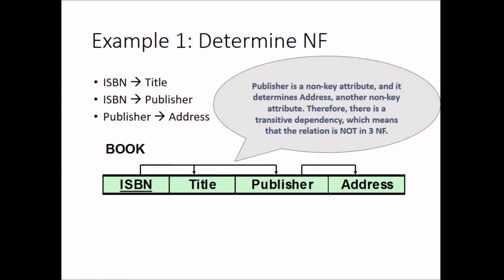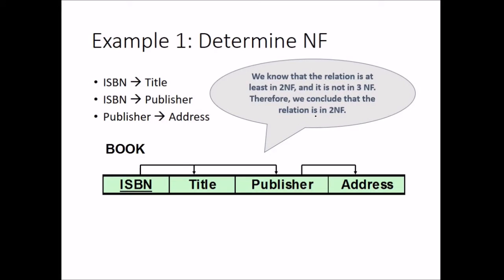Now let us come down to the third version, that is 3NF. Publisher is a non-key attribute. But the publisher determines the address. Every publisher has a unique address, right? So publisher can identify the address. Therefore, there is a transitive dependency: ISBN is able to identify publisher, publisher is able to identify address, which means that the relation is not in 3NF. If there is a transitive dependency, the relationship cannot be in 3NF.